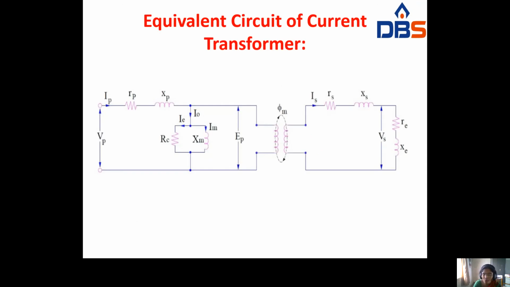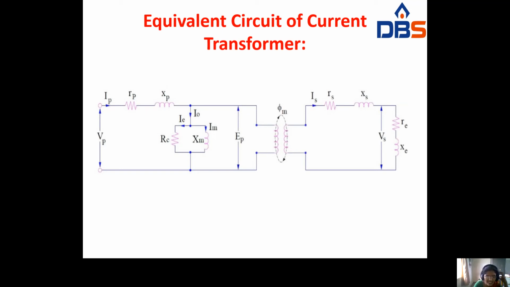Whenever we have to draw the equivalent circuit of a current transformer, from this equivalent circuit we have to draw the phasor diagram. From that phasor diagram, we have to apply some current values. First, here we have to see the equivalent circuit of the current transformer.